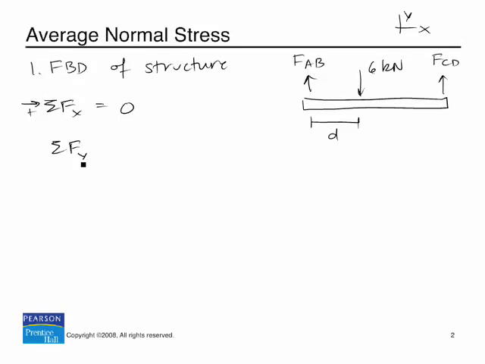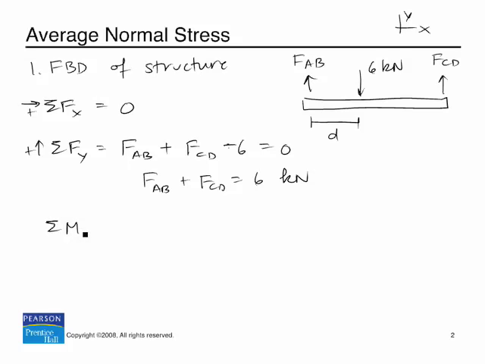Sum of the forces in the Y, upward being positive, we get FAB plus FCD minus 6 kilonewtons equals 0. So FAB plus FCD equals 6 kilonewtons. And then we have a moment equation. Now I'm going to take the moments around A, counterclockwise direction being positive. Just as a reminder, there's point A. What we get here is FCD acting at a moment arm of 3 meters, minus 6 kilonewtons, the applied load, acting at a moment arm of D, equals 0.